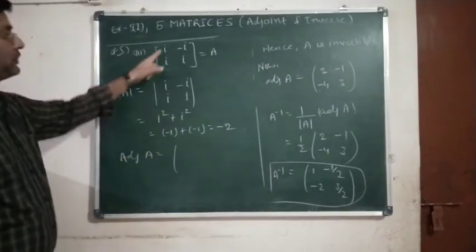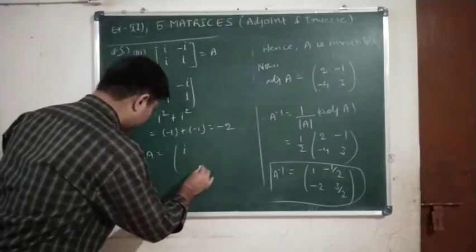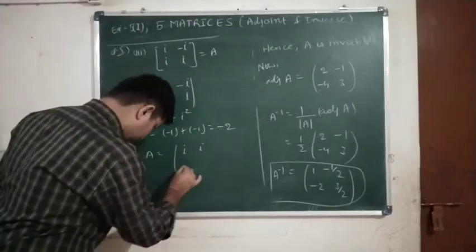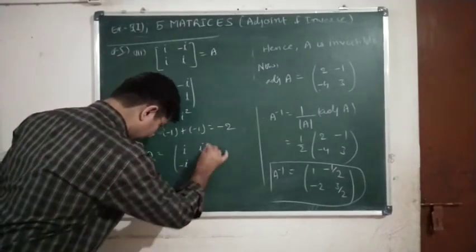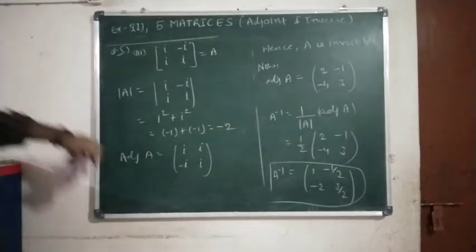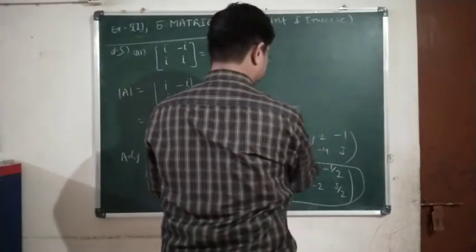Okay, finding the adjoint of A, we will interchange the diagonal elements. Both are i, so they remain the same. For the off-diagonal elements we have to change the sign. Clear? Okay, so this is the adjoint of A. Now let us put the values in the formula.